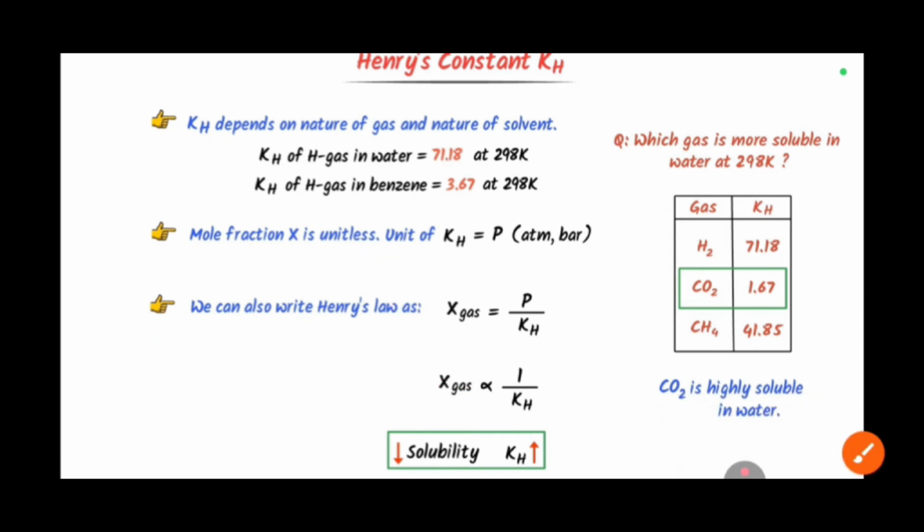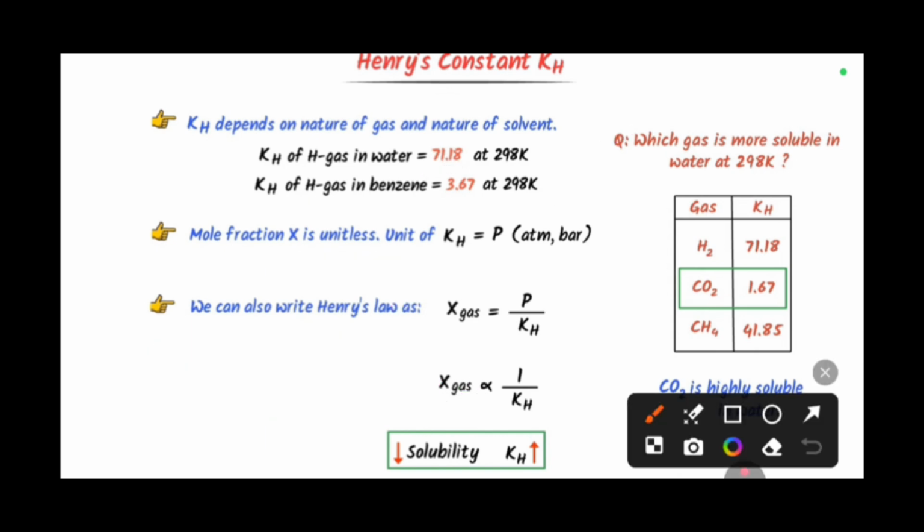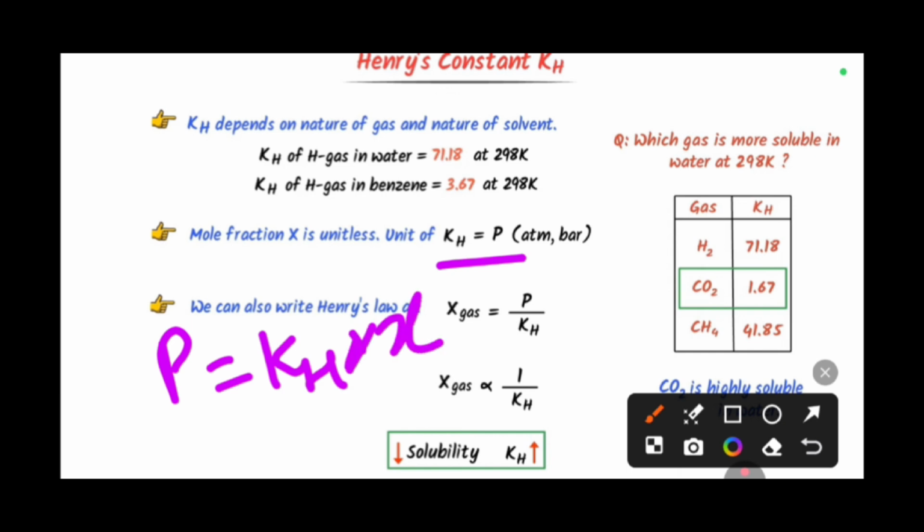Okay. So now you can see Kh is directly proportional to pressure. It is equal to pressure. As we have already done, according to Henry's law, partial pressure is equal to Kh into x. Okay. So you can solve by using this formula. The mole fraction is also equal to the partial pressure divided by Kh.